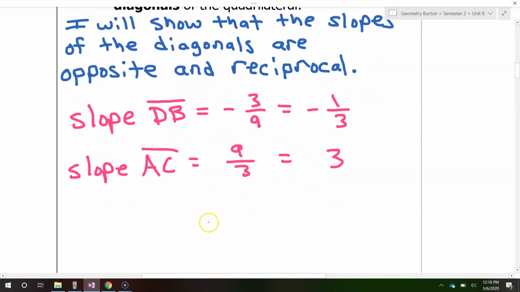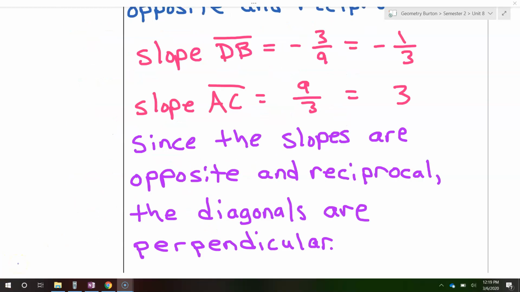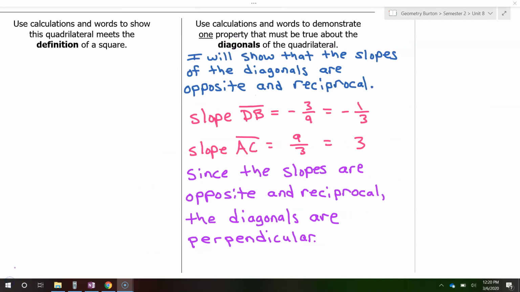So I'm ready for the conclusion. Since the slopes are opposite and reciprocal, the diagonals are perpendicular. So that's how you prove that the diagonals are perpendicular with your introduction, main body, and conclusion.